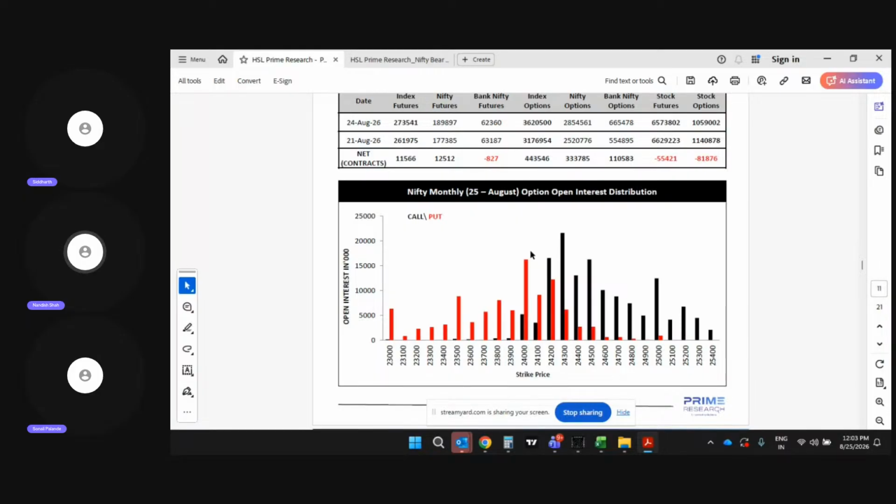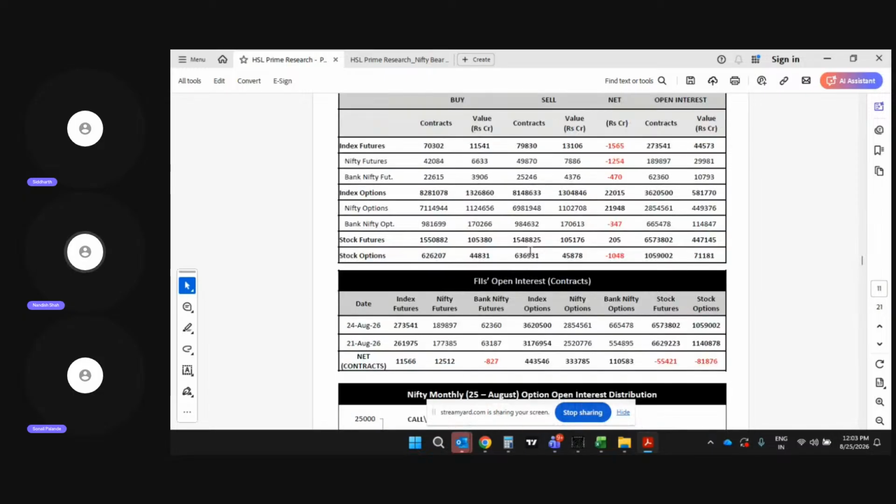Now coming to the FII side, FIIs yesterday again created a fresh short. As you can see here, they net shorted worth rupees 1564.65 crore. But if I were to see the breakup, in Nifty they created a fresh short of 1254 crore net sold yesterday, with their open interest going up by 12,500 contracts. While in Bank Nifty, there was long unwinding by them also, a 470 crore sell position, with their open interest going down by 827 contracts.